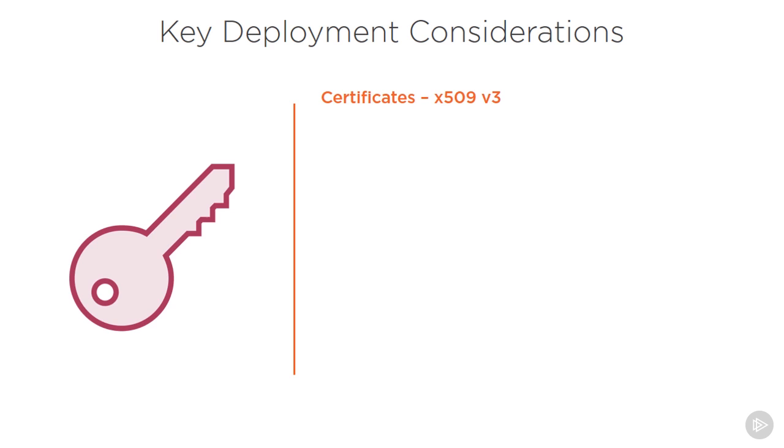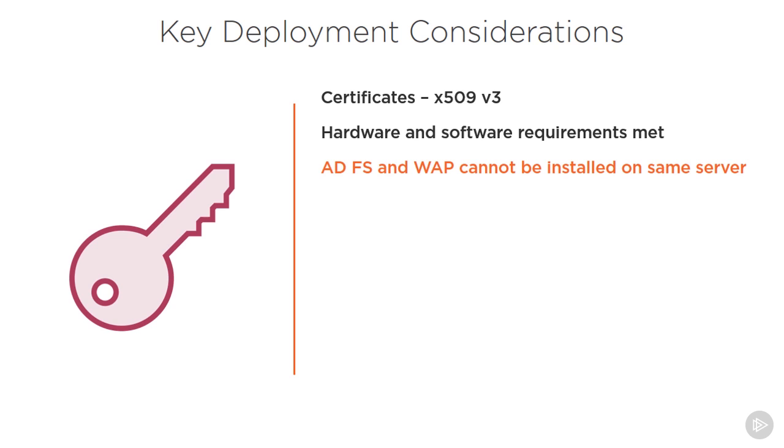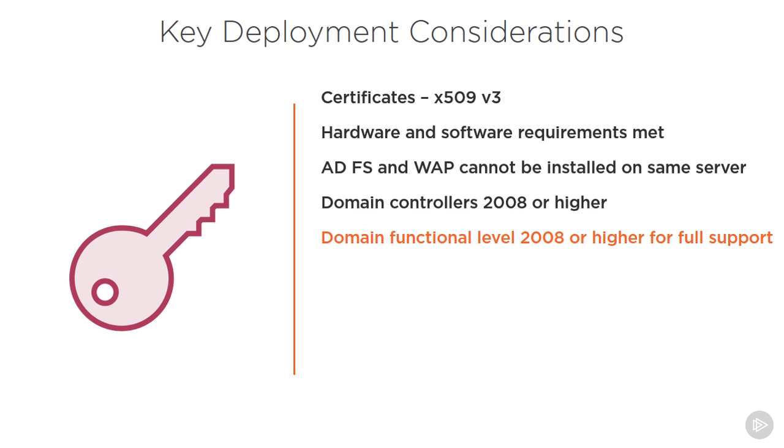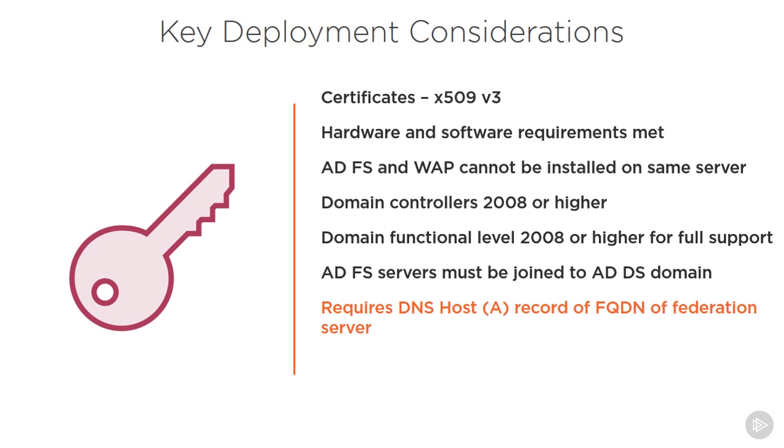Now that was a lot of information, so I provided a little summary screen for the key deployment considerations. Certificates, X509 version 3. Hardware and software requirements must be met. You saw they were minimal. ADFS and WAP cannot be installed on the same server. Domain controllers 2008 or higher. Domain functional level 2008 or higher for full support. Your ADFS servers must be joined to an ADDS domain. It requires a DNS host or A record of the fully qualified domain name of the Federation server.